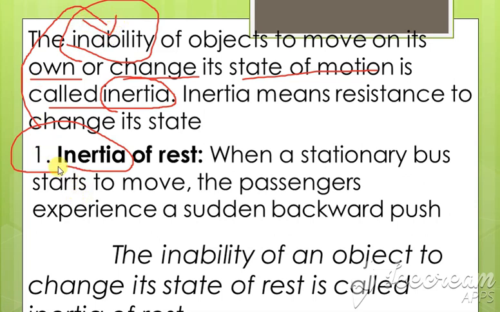There are 3 types of inertia we have here. First one is inertia of rest, inertia of motion, and inertia of direction. We'll just see that one by one, but before that, just make clear what inertia is. Inertia is said to be the inability of the body to move on its own or change its state of motion. So inertia means the resistance to change its state.